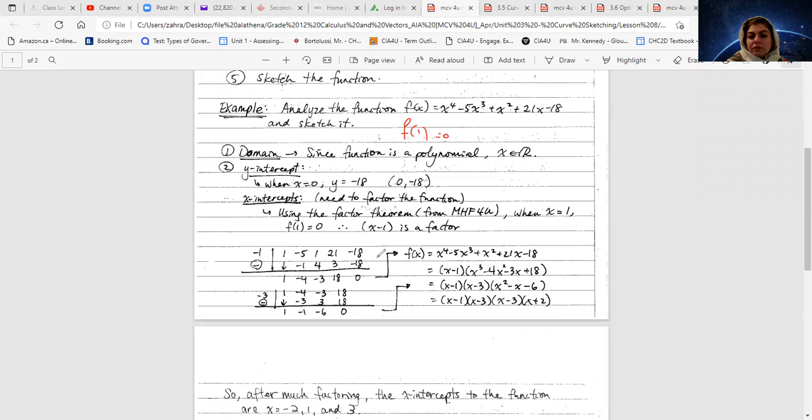Now we do the long division and guess the next factors. If I do the long division by x minus 1, the quotient will be x cubed minus 4x squared minus 3x plus 10. Again, I need to write this in factor form, and again I need to guess a factor. The factor is positive 3. If you put positive 3 here, this will be 0. Therefore, I can do the long division again, and the quotient is going to be x squared minus x minus 6.